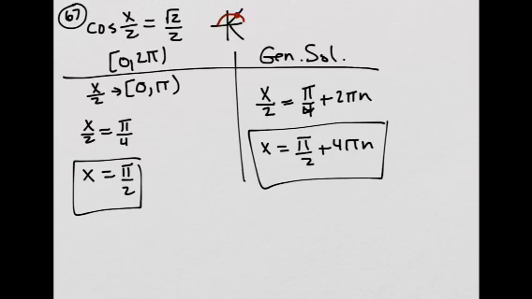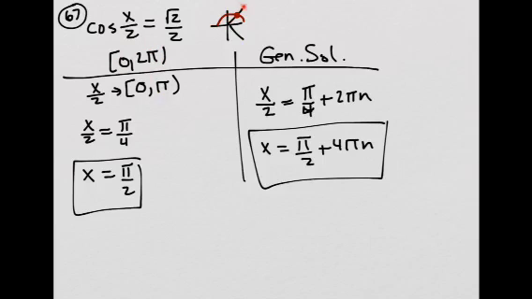Alright, so for 67, we want the ratio to equal radical 2 over 2, so that would be in quadrants 1 and 4. But because we're only taking x divided by 2, we're only going to take the top half, okay? Because x is 0 to 2 pi, so x over 2 is 0 to pi.